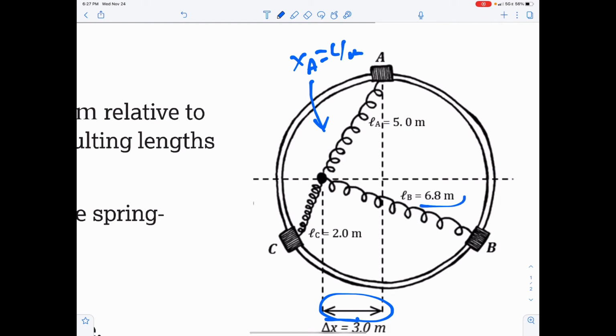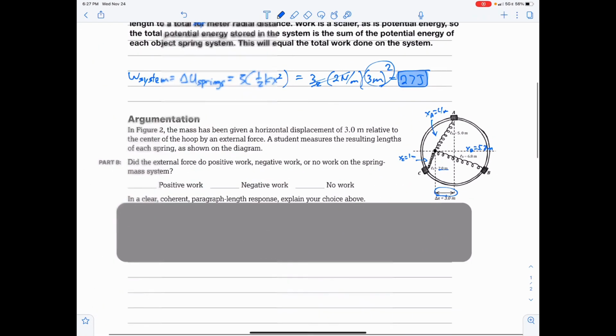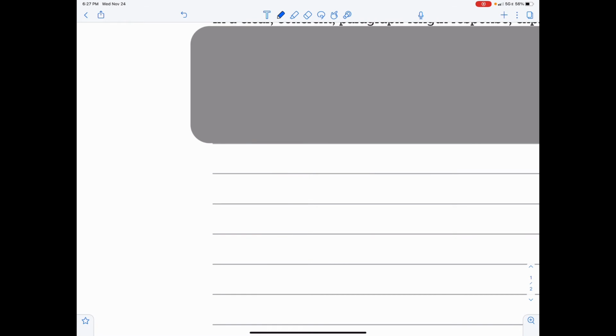B, if B stretched to 6.8, that means XB would only be 5.8. And then same thing with C. C has stretched to 2 meters, therefore XC, the actual stretch length, is only 1 meter. Okay, and so that's what we're going to find, the potential energy of the system, which we can't go 3 times like we did last time. We're just going to have to add them up. So it's the potential energy of A plus the potential energy of B plus the potential energy of C.